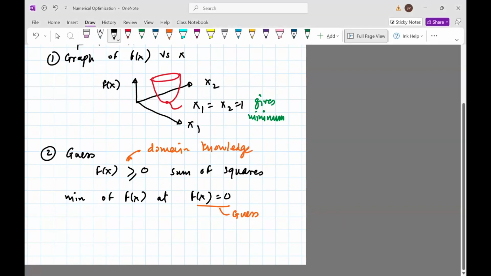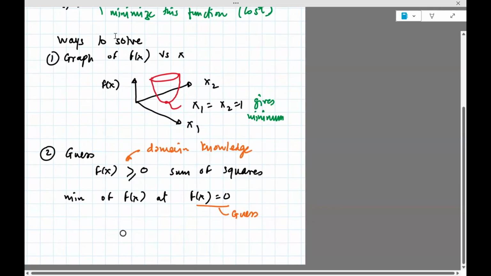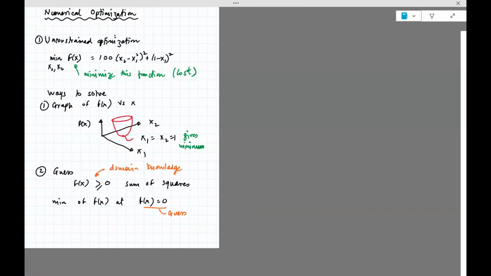If you make this guess, we can then say, when is f of x equal to 0? Well, f of x is 0 when both those terms in the quadratic are 0. So here, x2 minus x1 square equals 0, and 1 minus x1 equals 0. If you solve these two equations, the second one gives you x1 equals 1. And if you put x1 equals 1 over here, you get x2 equals 1. So here is something to do with our knowledge. We know something about sum of squares. We make a guess. That guess has to be checked, and we get this value.